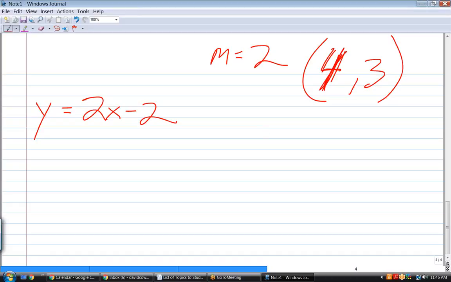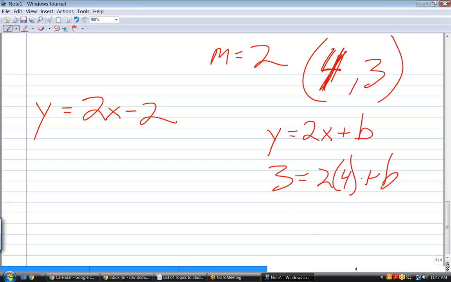So it would be y is equal to 2 times 4. Or just 2x. Let's start there. Now what? Because that's a key step, is to start there. Now it would be 3 is equal to 2 times 4 plus b. What's b equal to? b would be equal to -5.